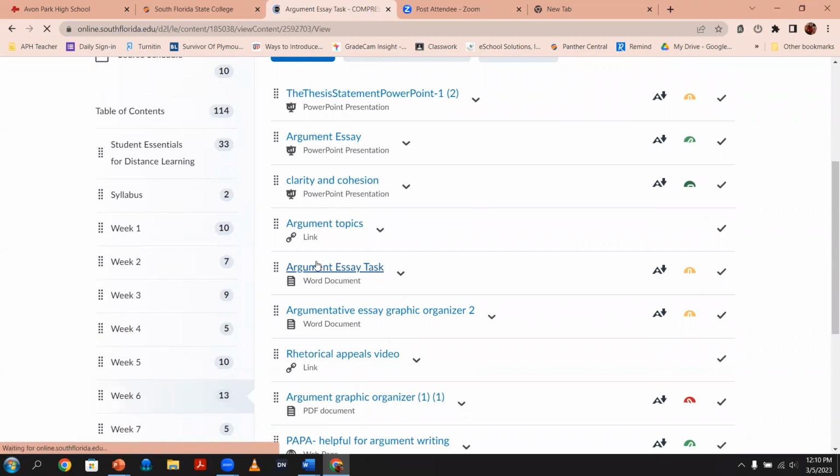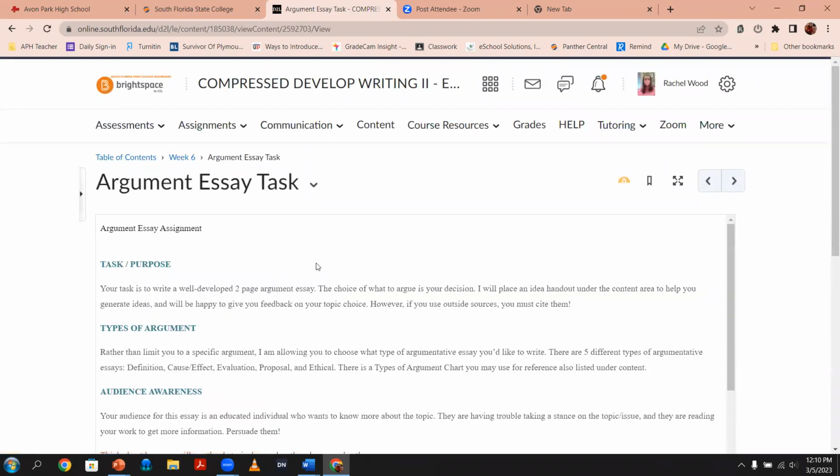This is your task. Now, remember, this is not due for a few weeks, but just so you know, you're going to write a well-developed 2-page argument essay. The choice of what to argue is your decision. I have ideas for arguments under the content area to help you generate ideas. You can decide what kind of argumentative essay you want to write.